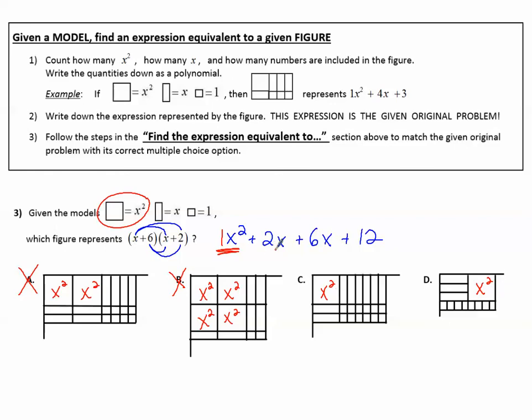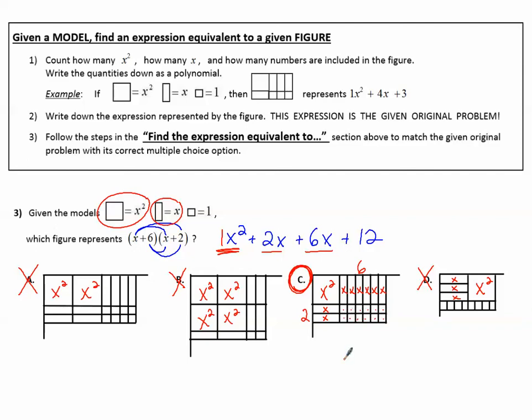Then I notice that I have a 2x and a 6x, and the x's are the long skinny rectangles. So I want one that has 2 of the long skinny rectangles and then 6 of the long skinny rectangles. Notice that this one only has 3 long skinny rectangles, so I know it can't be choice D. Let's make sure it's choice C. Here are 2 long skinny rectangles, that's 2x's, and 1, 2, 3, 4, 5, 6. So that's definitely our answer. To check about the 12, well, the ones unit is just the little square. So 1, 2, 3, 4, 5, 6, 7, 8, 9, 10, 11, 12.